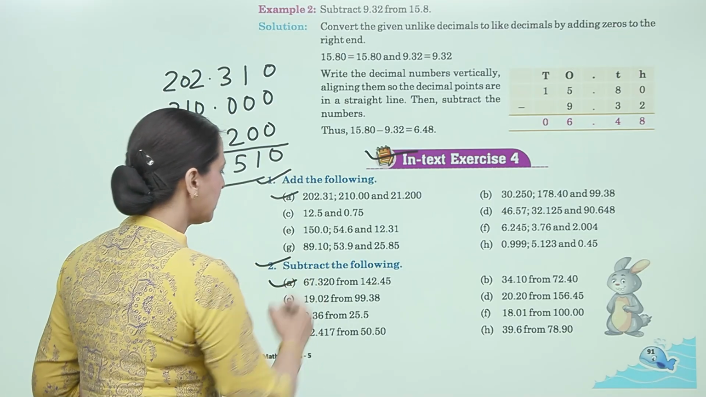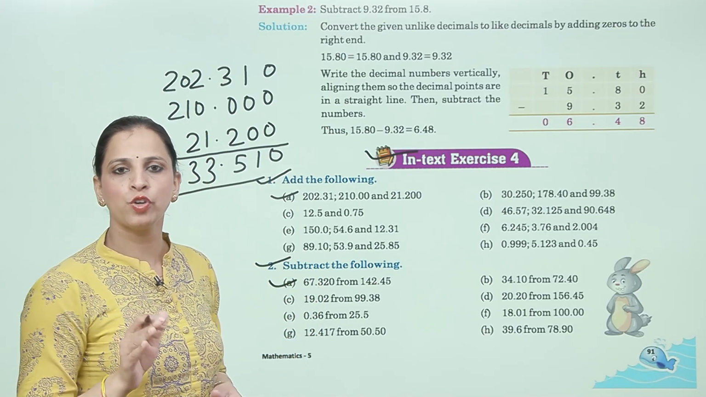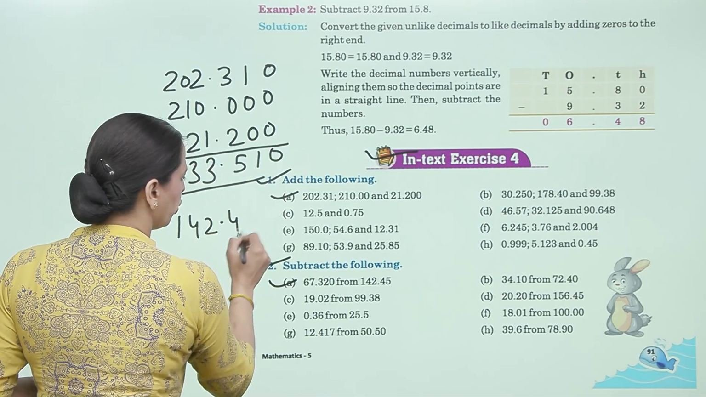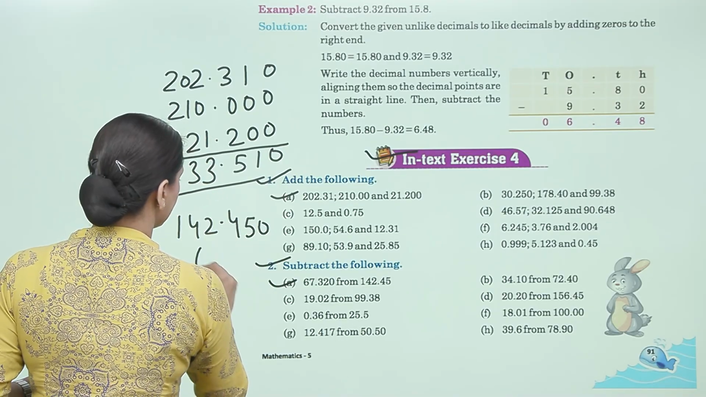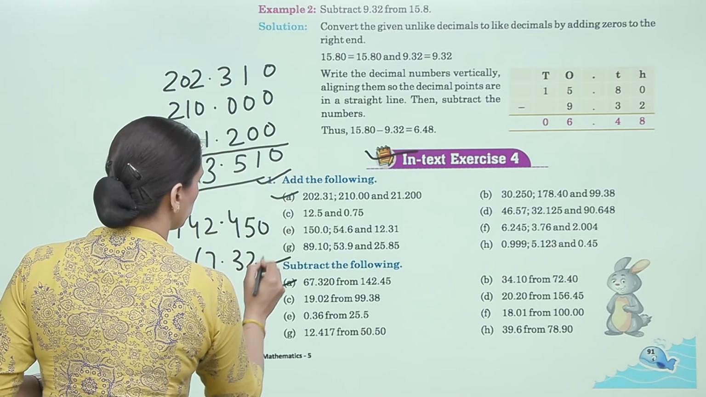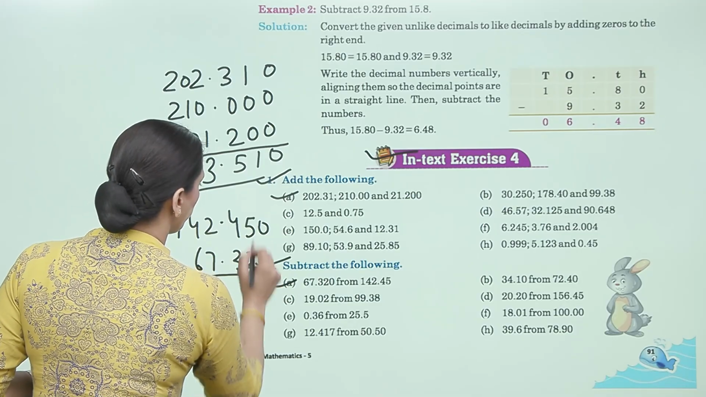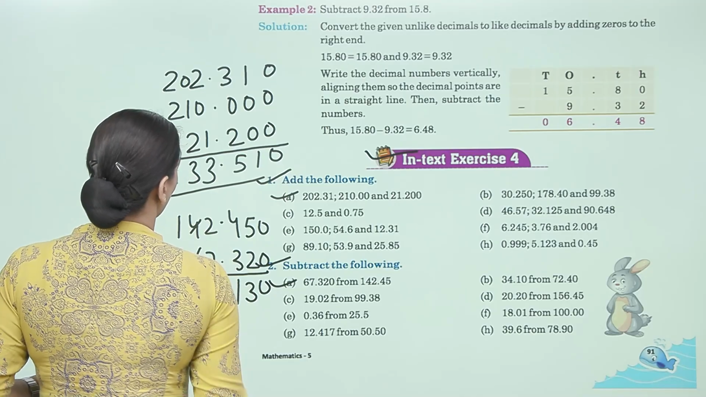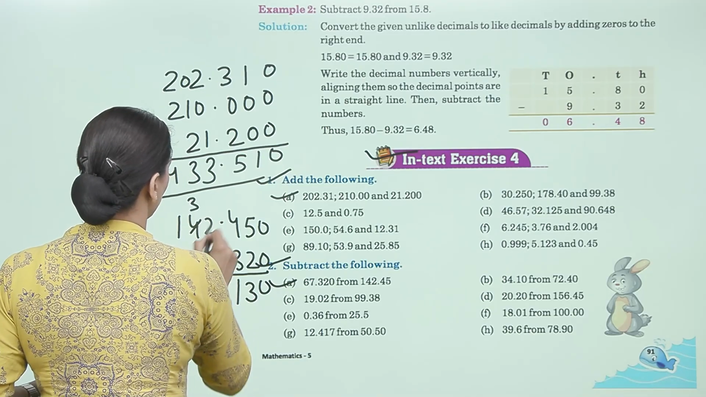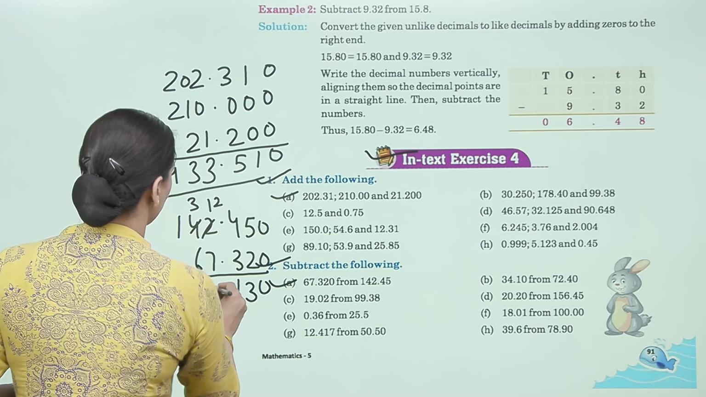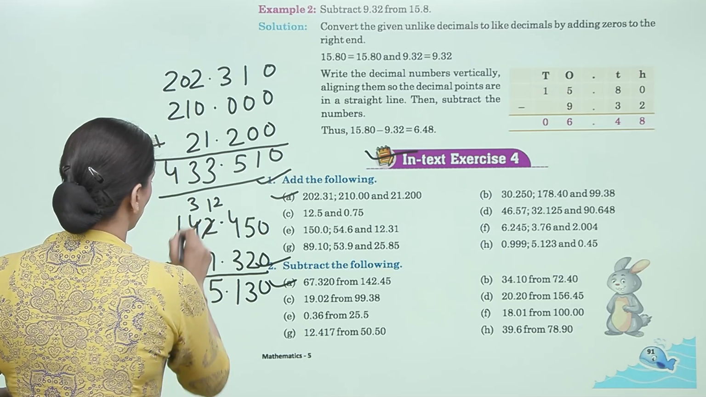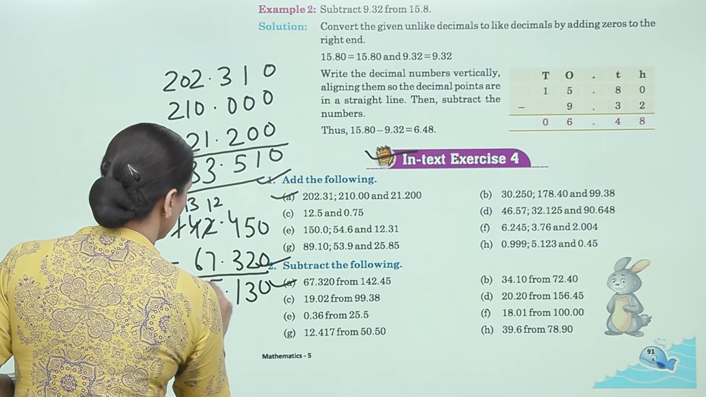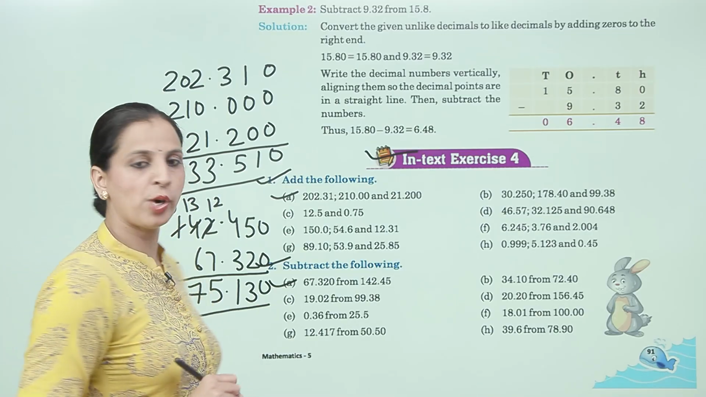A part, 67.320 from 142.45. 142.450 and 67.320. Now minus. 0, 5 minus 2 is 3, 4 minus 3 is 1. 2 minus 7 not possible, we have to borrow, it becomes 3, it becomes 12, 12 minus 7 is 5. 3 minus 6 not possible, we have to borrow, it becomes 0, it becomes 13, 13 minus 6 is 7, that is 75.130.